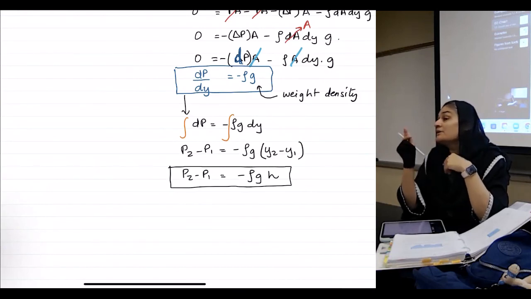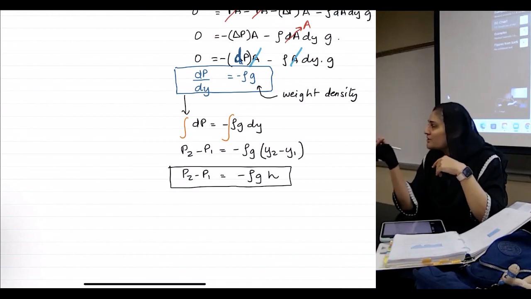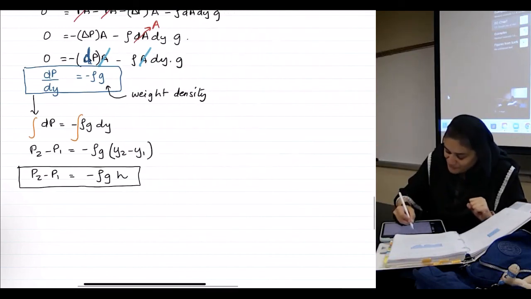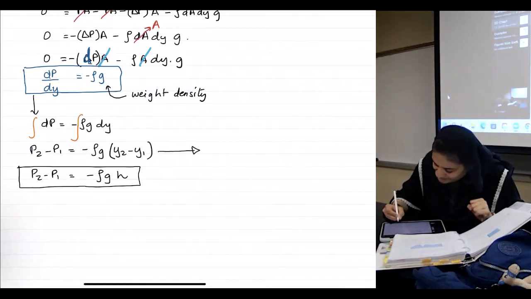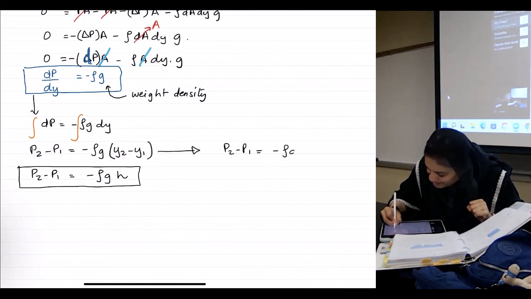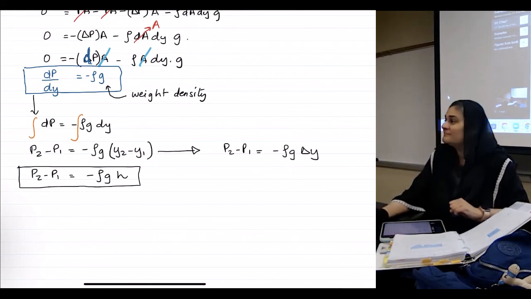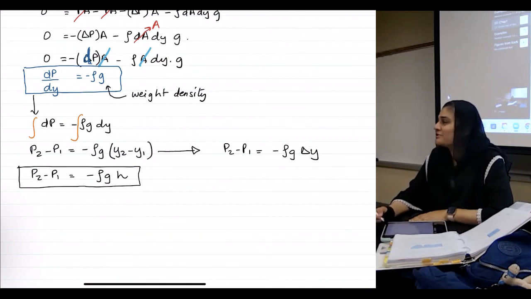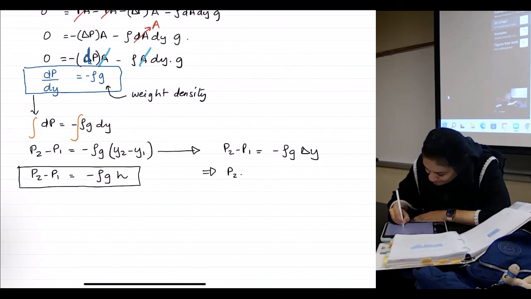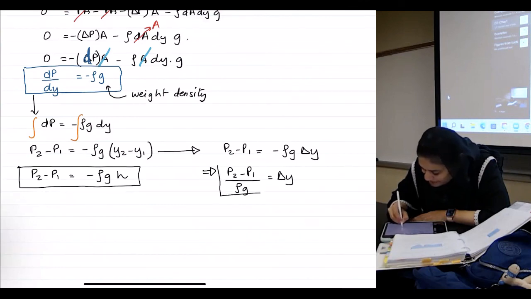Another terminology, pressure head. If you take this equation right here and you write P2 minus P1 equals minus rho g delta Y, that delta Y is called the pressure head.